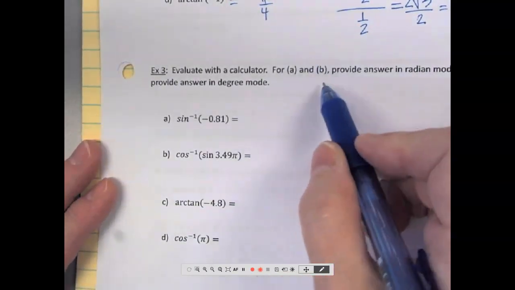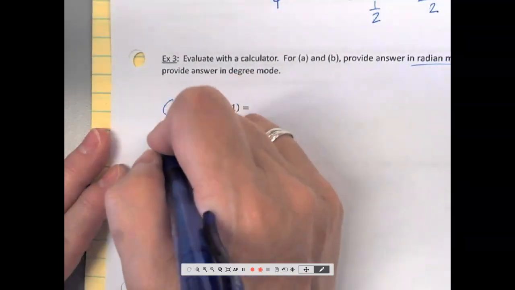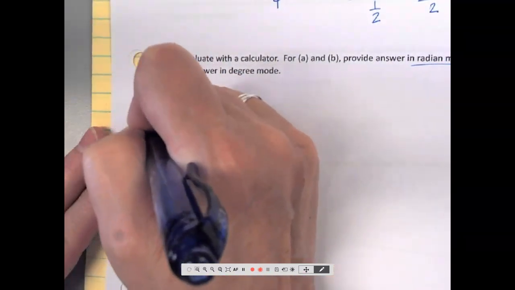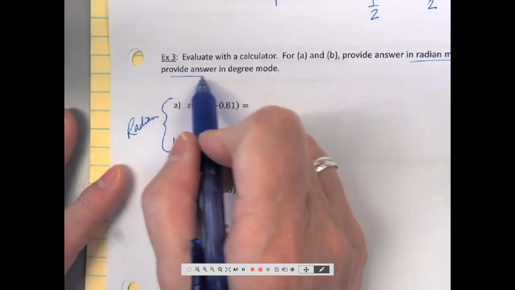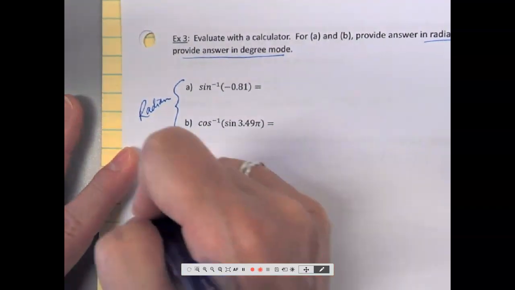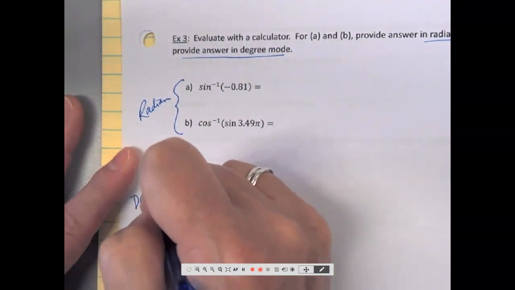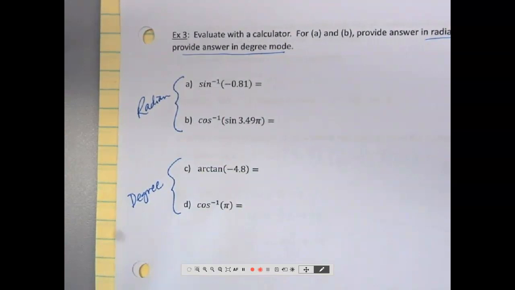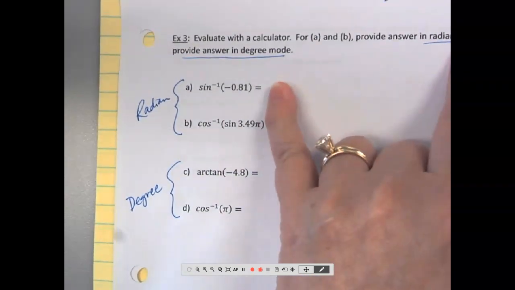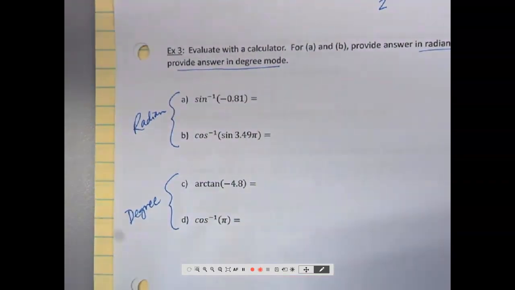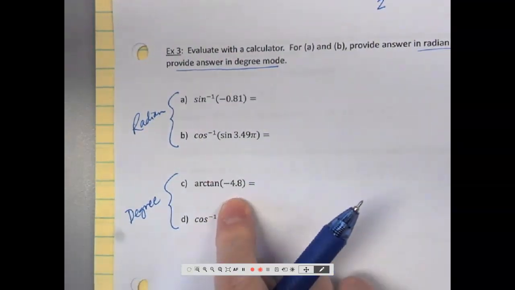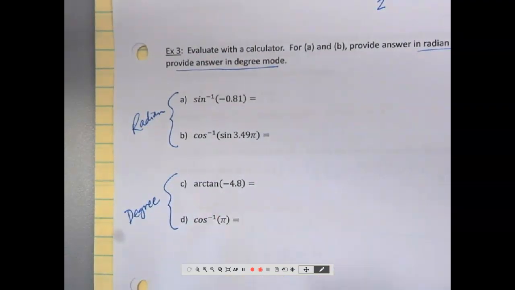So for A and B, I want the answers in radians. So we're going to have to put our calculator in radian mode. For C and D, I want the answers in degrees. So we'll have to remember to switch our mode to degree. Yes, I'll have to indicate what I want answers in because you have no idea just by looking at this if I'm in radian or degrees.